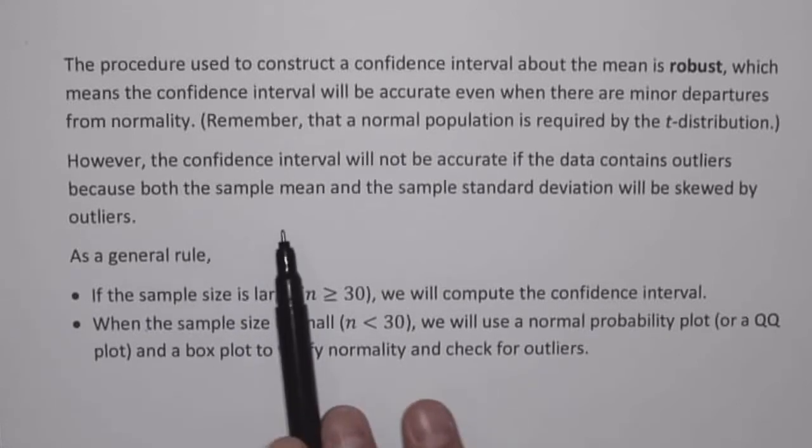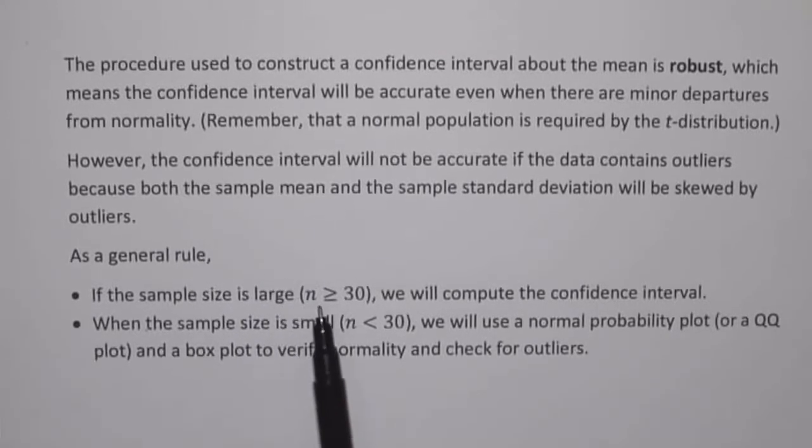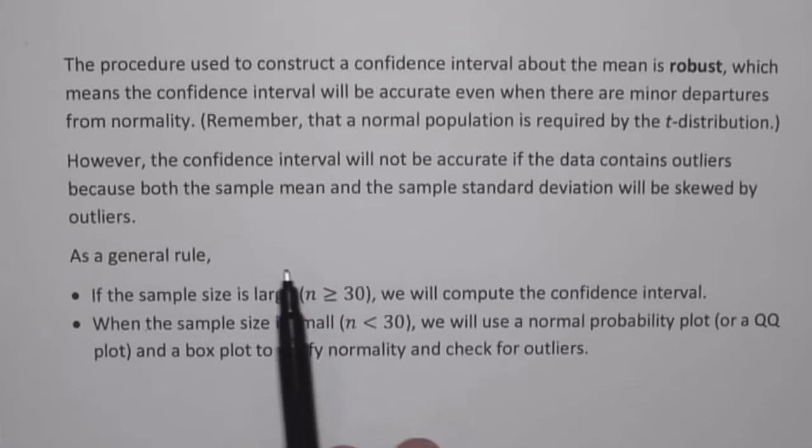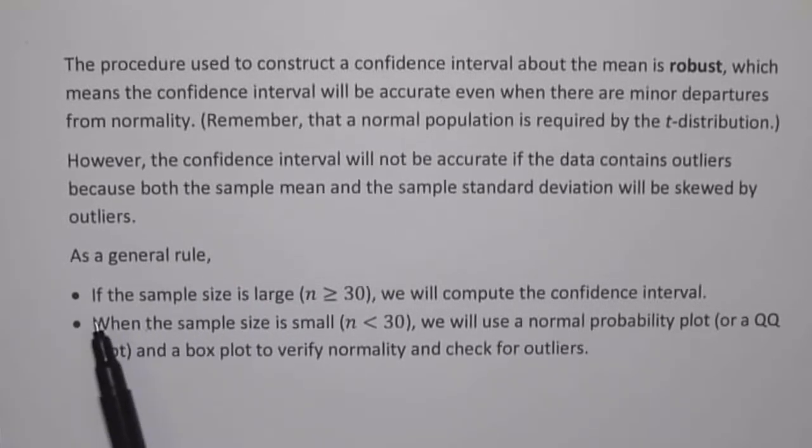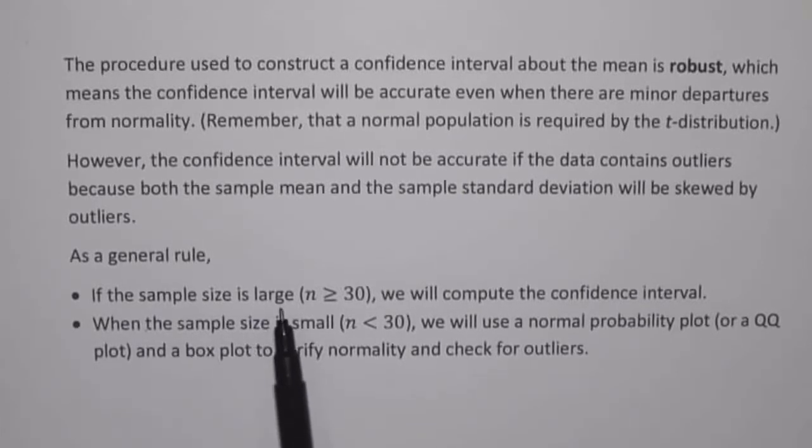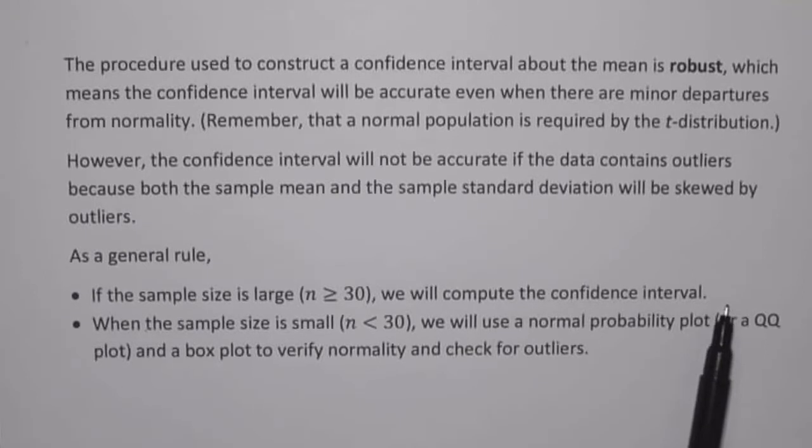We can vary a little bit from normal, especially if we have a large sample size, but we cannot have outliers. As a general rule, if the sample size is large, which means n is greater than or equal to 30, we will compute the confidence interval.